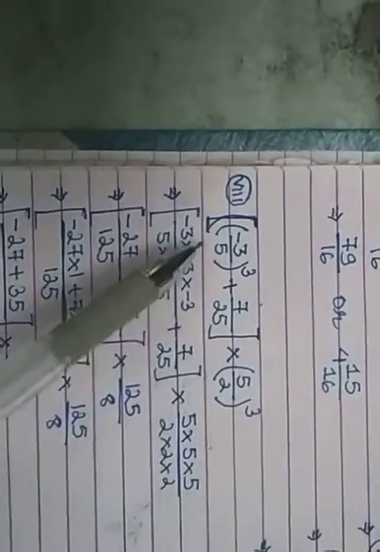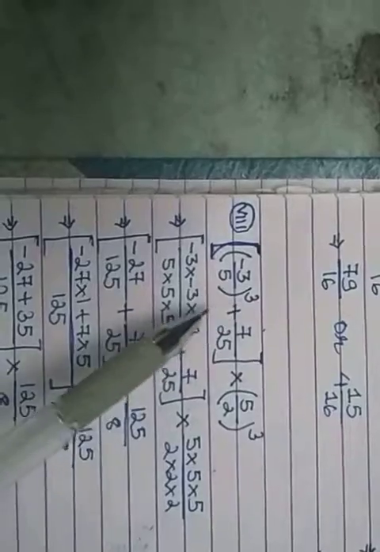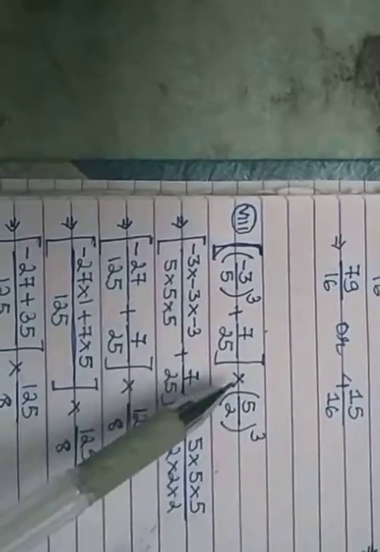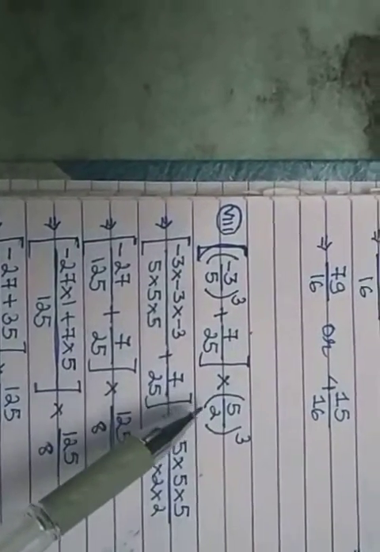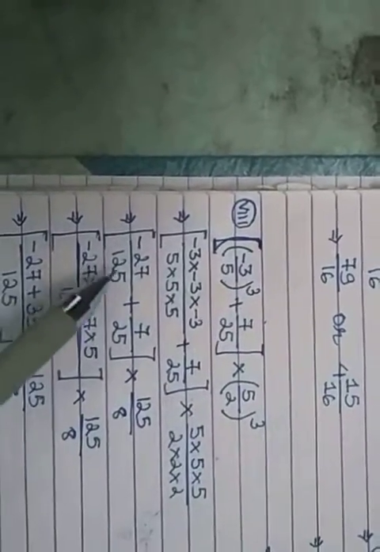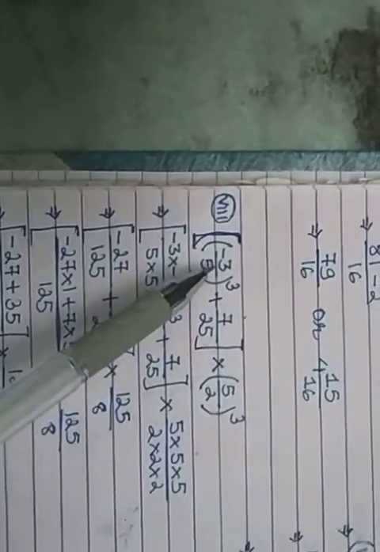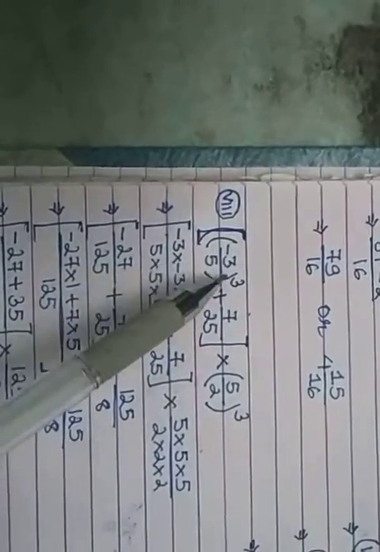We got a third bracket as well. Within the second bracket I got minus 3 by 5 to the power 3 plus 7 by 25, third bracket close, into, then again I got a second bracket, first bracket, 5 by 2 to the power 3. Now BODMAS: within the bracket we need to solve first.